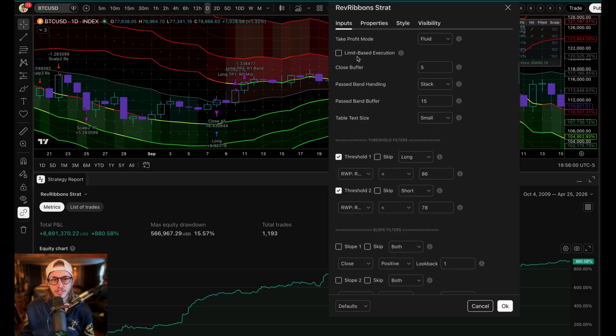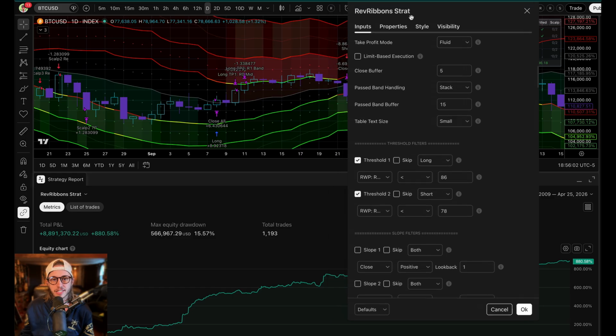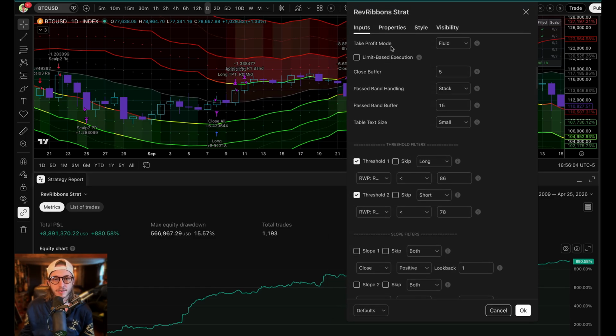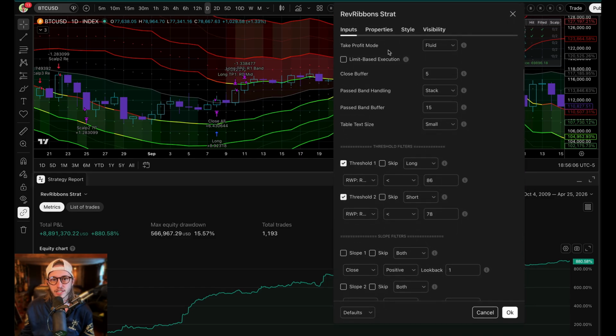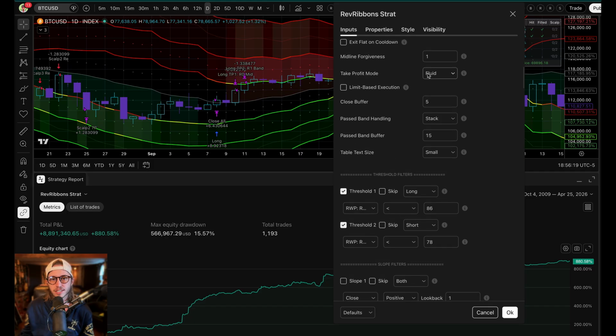Speaking of limit, there's another option called limit-based execution. Now this is very much, I would say, in beta, or it is what it is. TradingView does not have a great way to execute limit-based trades live on the exact bar. So what we have to do, if we're going to use limit-based execution, is look at the previous bar. So this is a slight combination of fluid and fixed.